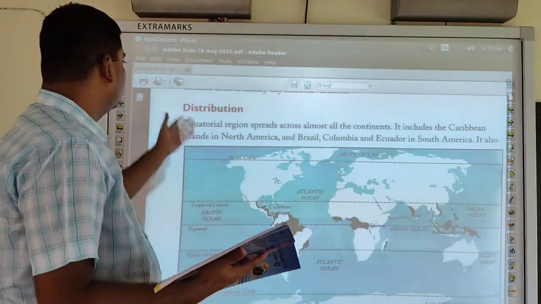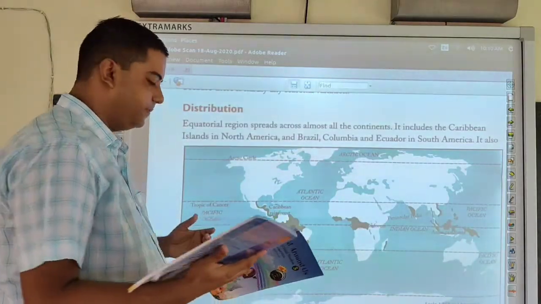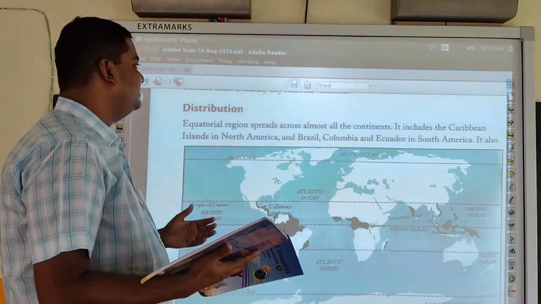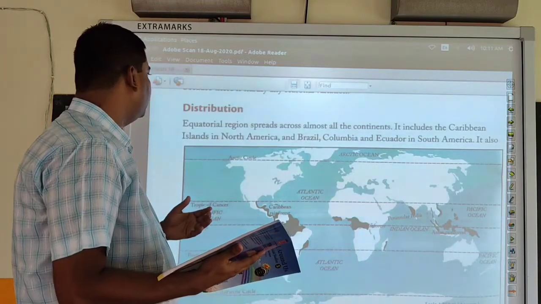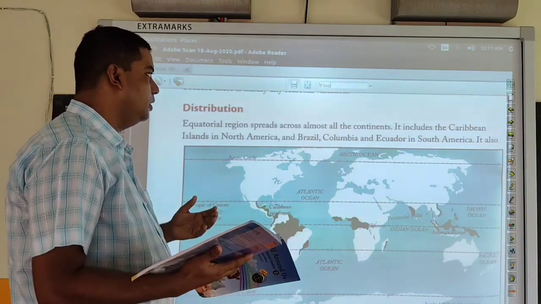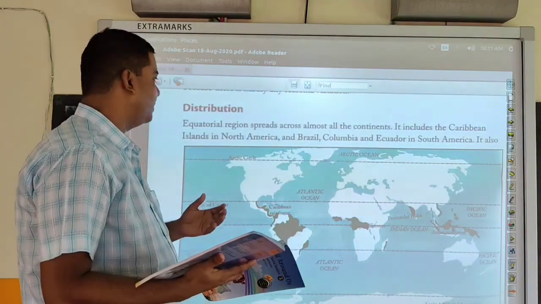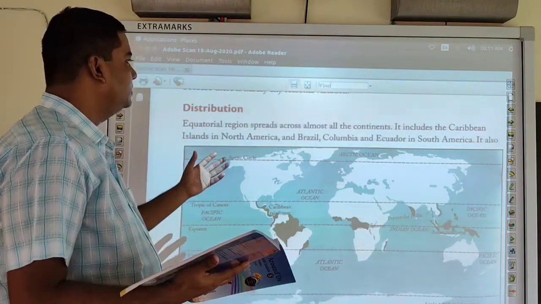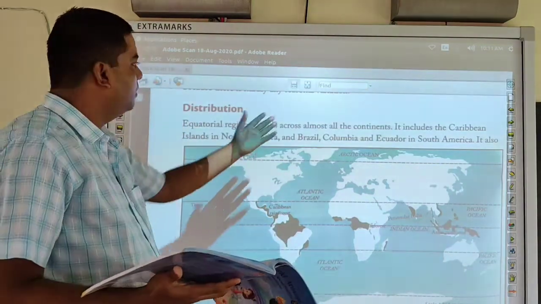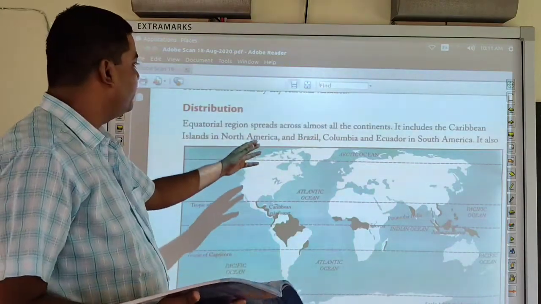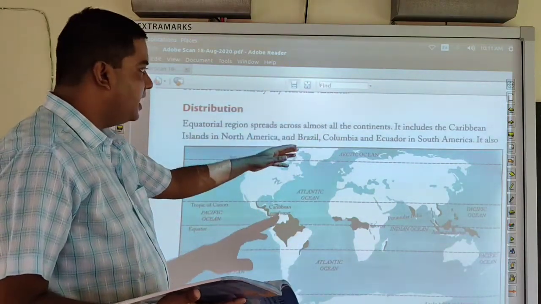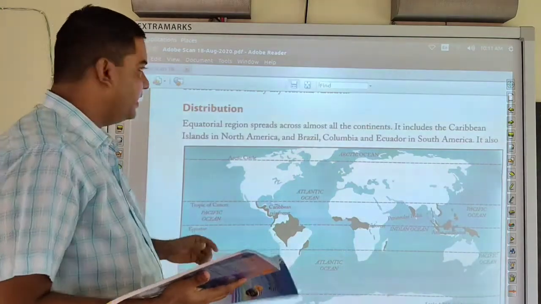Now let's see the distribution of the equatorial region. Equatorial region spreads across almost all the continents. It includes the Caribbean islands in North America and Brazil, Colombia and Ecuador in South America. So the equatorial region is spread around many continents and it includes Caribbean islands in North America and Brazil, Colombia and Ecuador in South America.